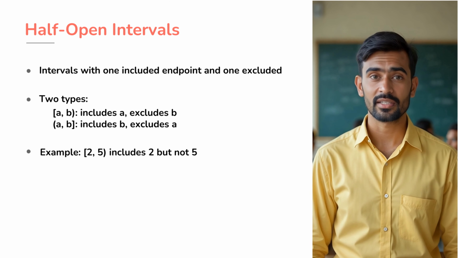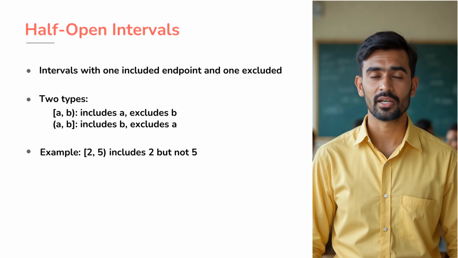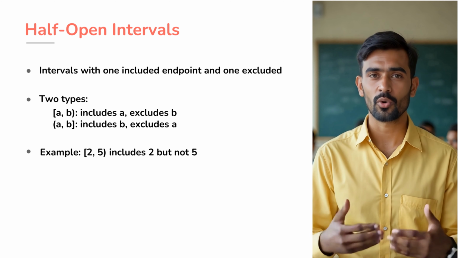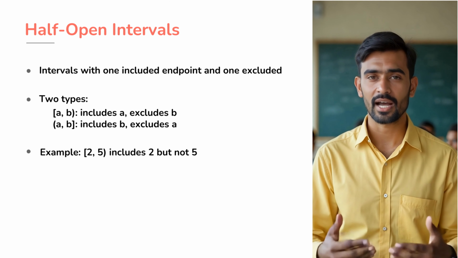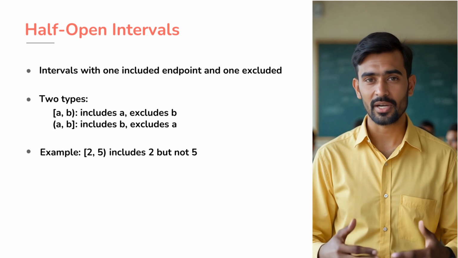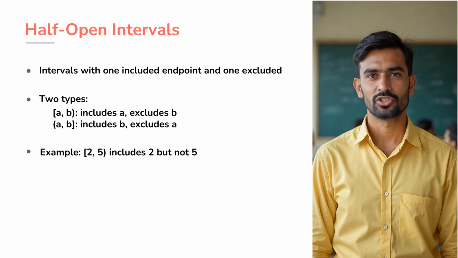For example, the interval from 2 to 5 closed at 2 and open at 5 includes 2, 3.5 and 4.9 but not 5. The reverse, open at 2 and closed at 5 includes 3, 4.5 and 5 but not 2. These intervals are especially useful when defining boundaries that are inclusive on one side and exclusive on the other.